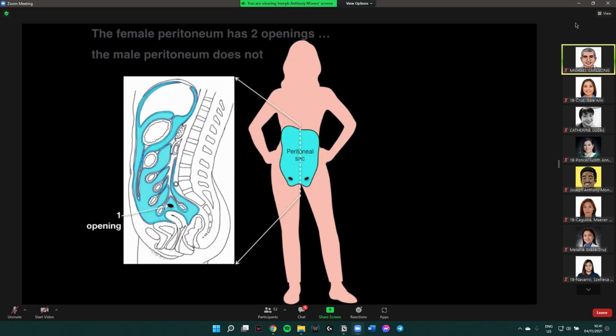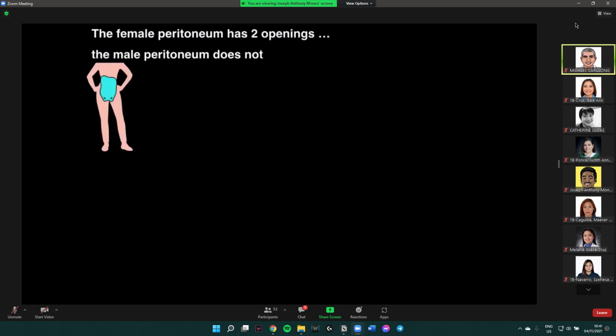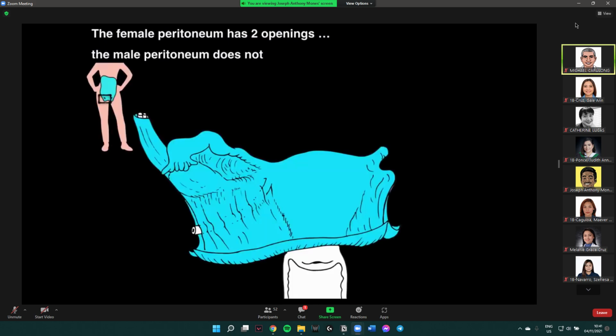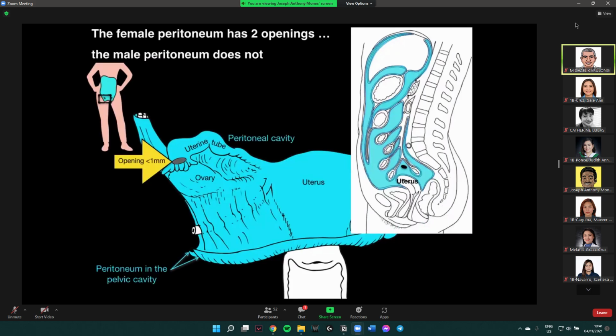One opening on this side because it's sagittal, the other opening would be on the other side. And so if we now take this little section and blow it up, this is what it's going to look like. And we have this peritoneum lining the top of the pelvic cavity, and then there is that opening. It's very small. It's less than 1 millimeter in diameter. And there's a uterine tube, ovary, and uterus to help give some orientation. And there's our peritoneal cavity.